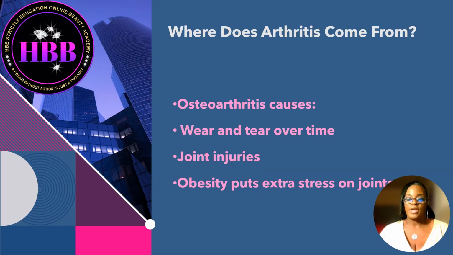Where does arthritis come from? Osteoarthritis causes are wear and tear over time, joint injuries, and obesity, which puts extra stress on the joints. Now, some forms of arthritis, like rheumatoid arthritis, can also affect other body systems, including the skin, the eyes, lung, and blood vessels. The location and extent of arthritis can vary from person to person. So each person can have arthritis in a different place.